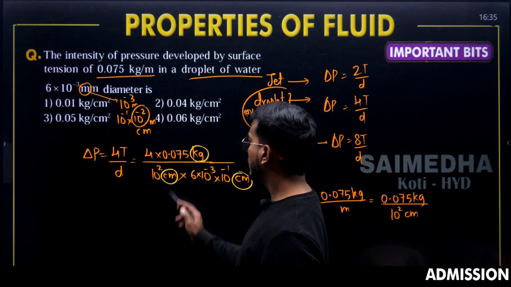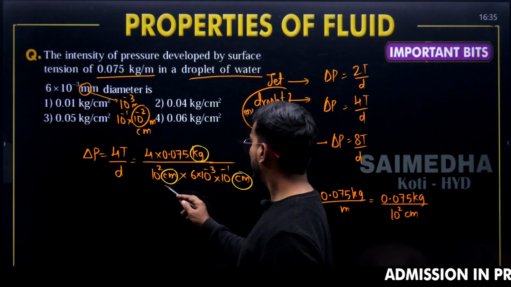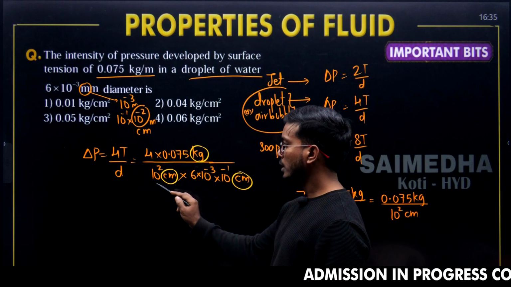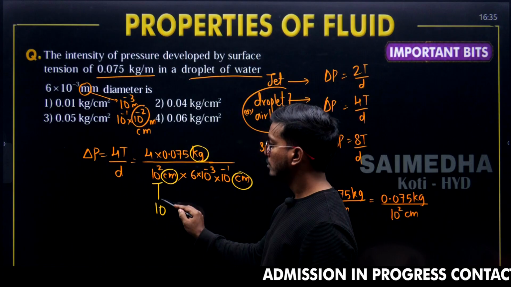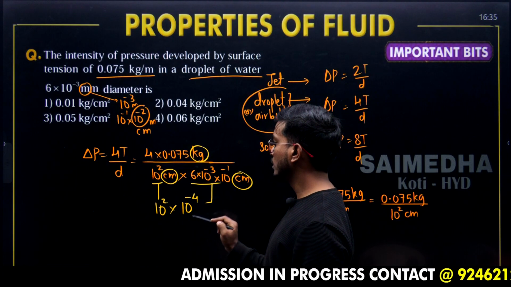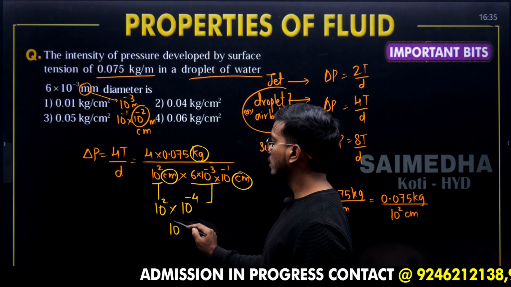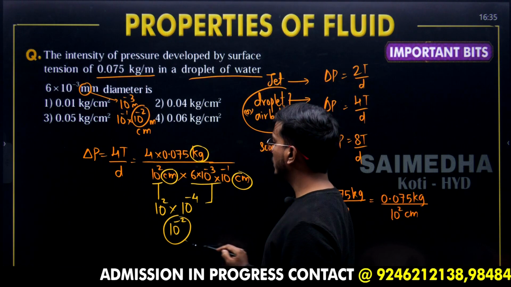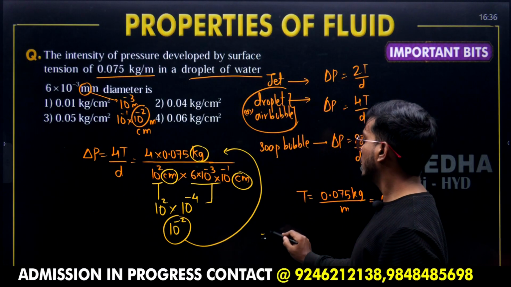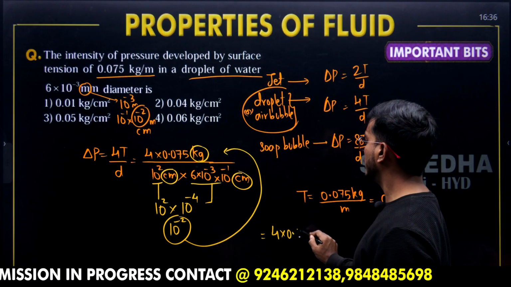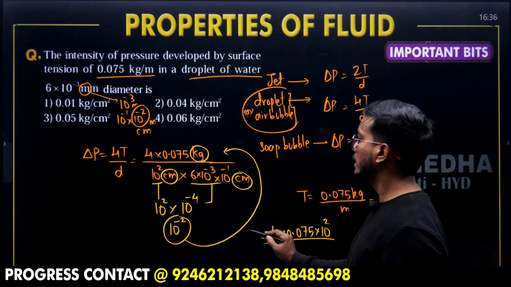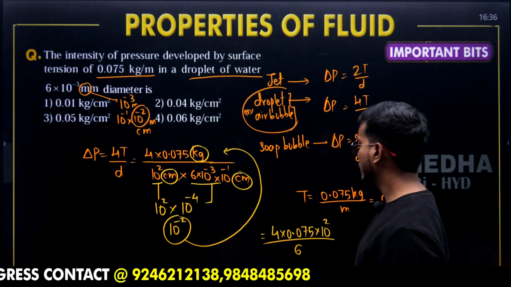Now it's absolutely correct. So how can we write this as 10 to the power of 2? This is 10 to the power of minus 3, 10 power minus 1, 10 power minus 4. 10 square into 10 to the power of minus 4 will become 10 to the power of minus 2. Now 10 power minus 2 goes to the numerator, so it becomes 10 square. So this will become 4 into 0.075 into 10 square divided by 6.